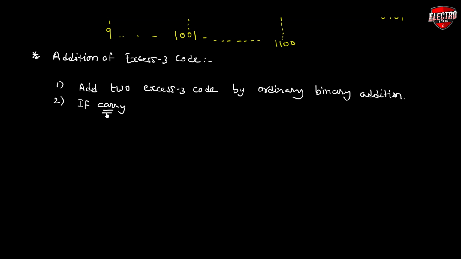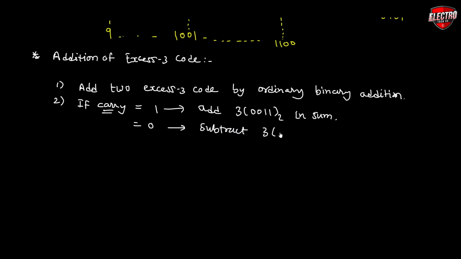Now the second step, if a carry is generated, this carry is the final carry. So if we add two 4-bit numbers, and the carry is generated after the fourth bit, then that is the final carry. If carry is equal to 1, then add 3, that is 0011, to the sum of the 4-bit numbers. If carry is equal to 0, then subtract 3, that is 0011 in binary, from the sum.